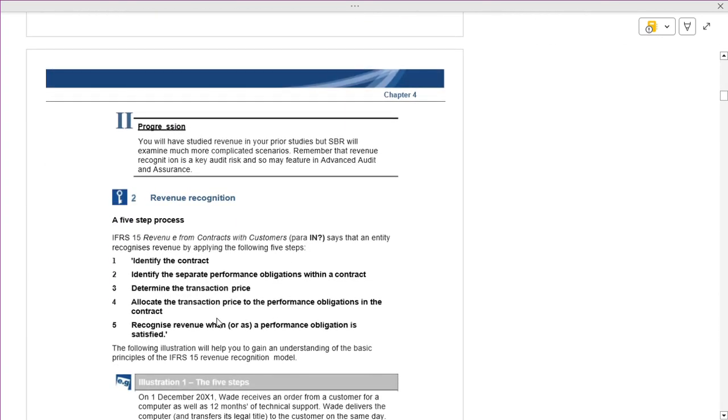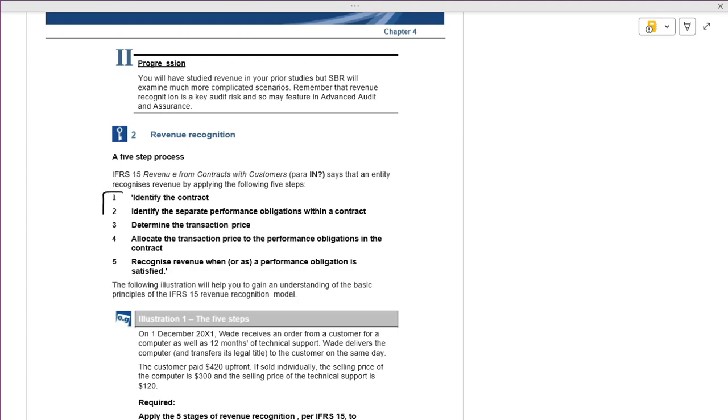You have studied revenue in prior studies, in financial reporting also, where we did IFRS 15 as a very introductory one. This is the 5-step process that we are going to cover. We will cover the examples accordingly and test your understanding, and each and every concept will be tested, explained and understood. IFRS 15 from contracts with customers says that the entity recognizes revenue by following 5 steps.